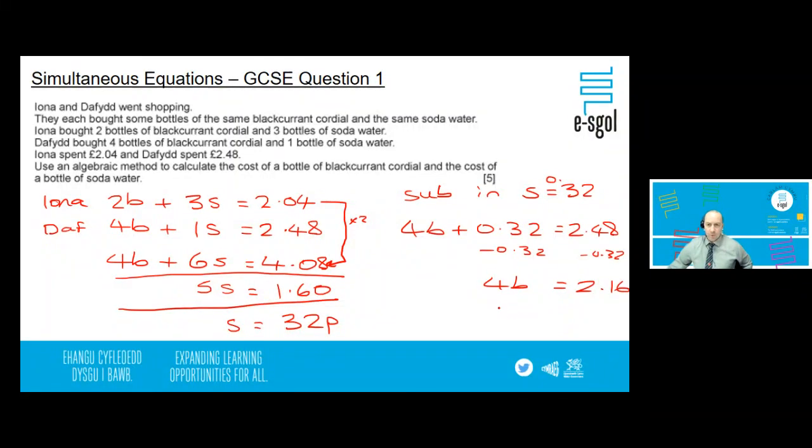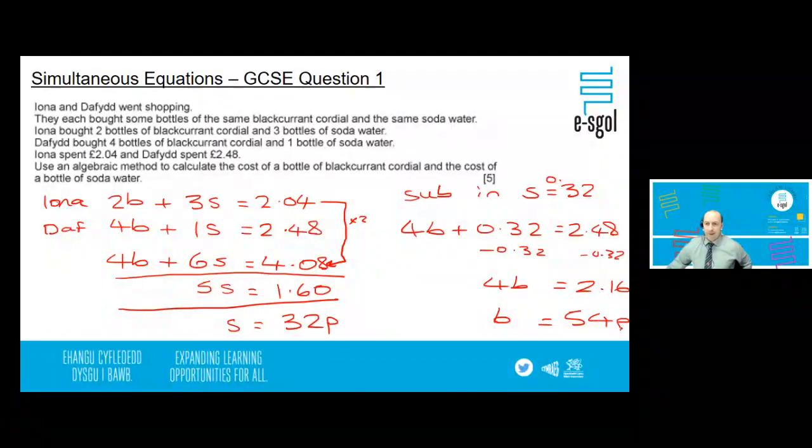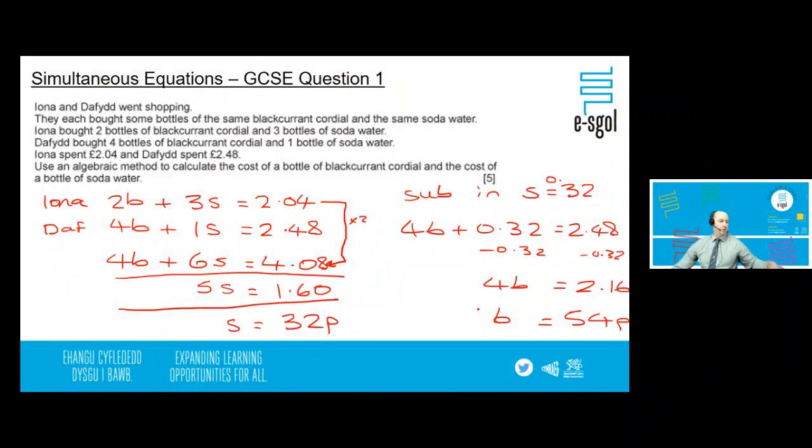When I divide by 4 at the end, so I've got £2.16 if you like, divide by 4, that's going to be 54 pence. So the two values we've got are 32 pence and 54 pence, and that answers the question to find the cost of each.